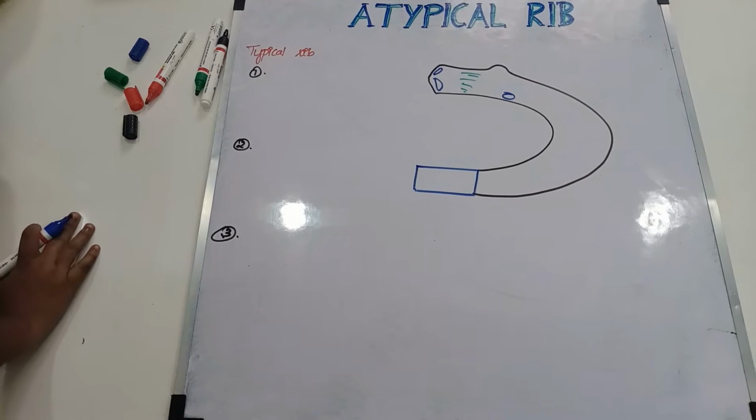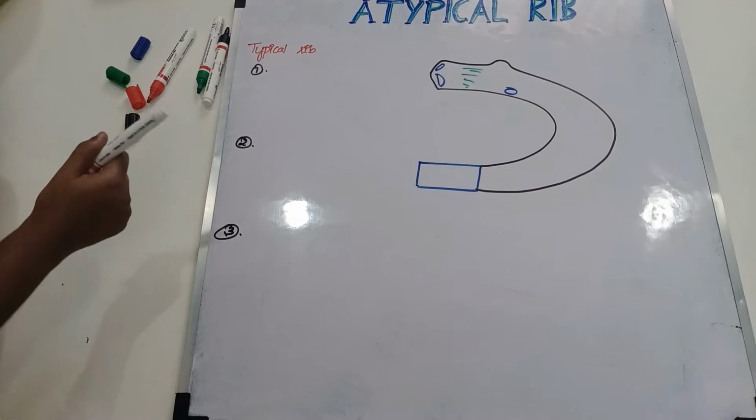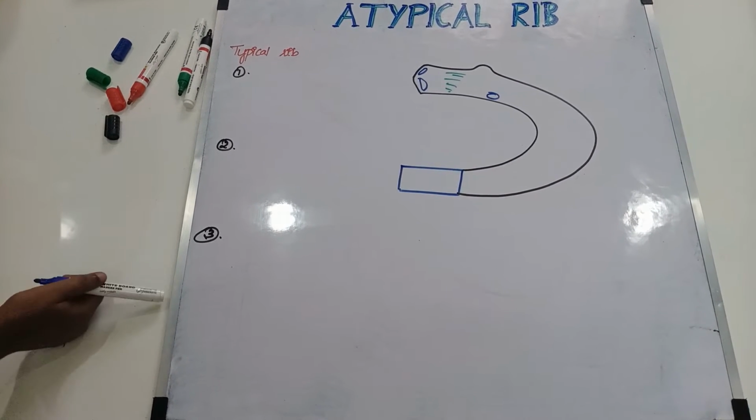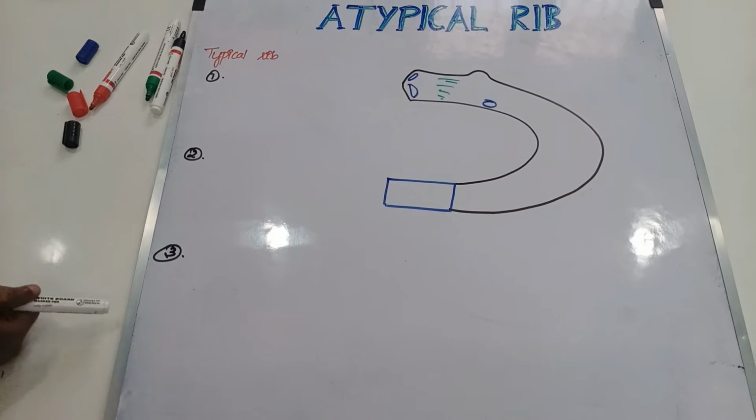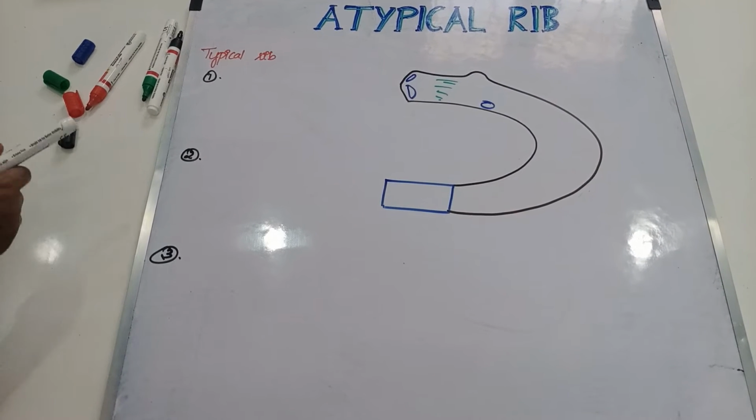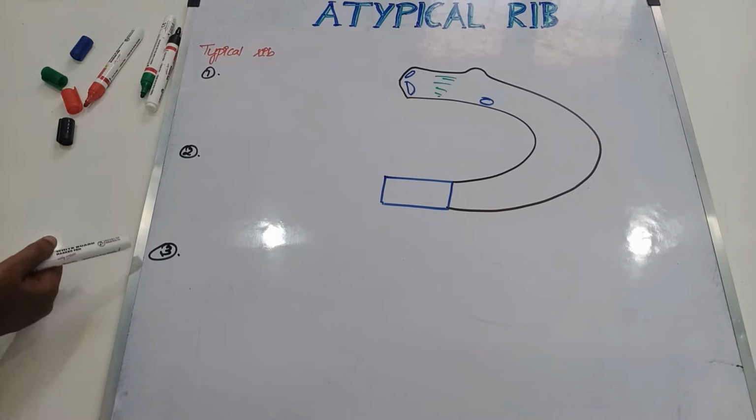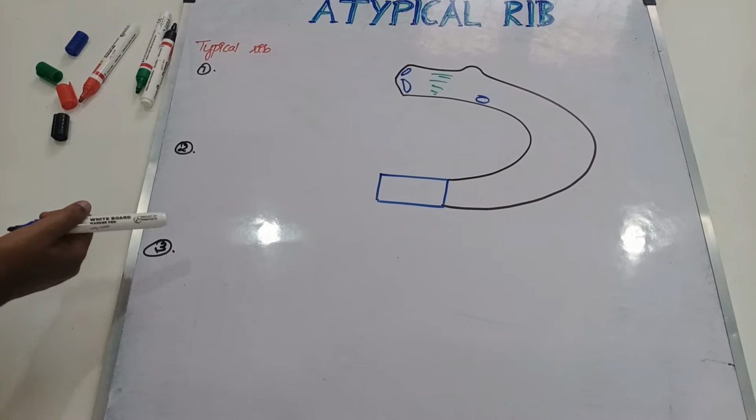In this video, we'll see about atypical ribs. Before going into atypical ribs, what is a typical rib? What are the features present in a typical rib? If any of these features is not present in a rib, then it is called an atypical rib.